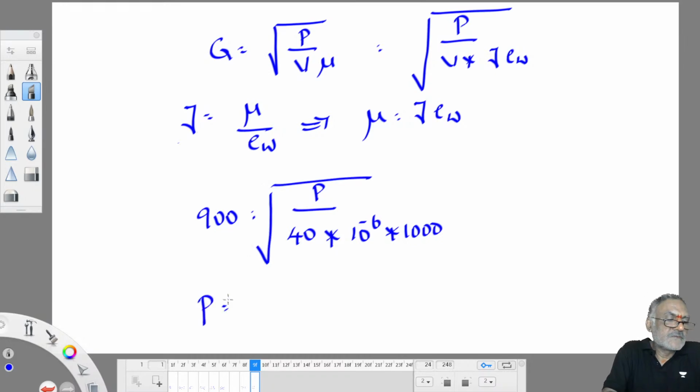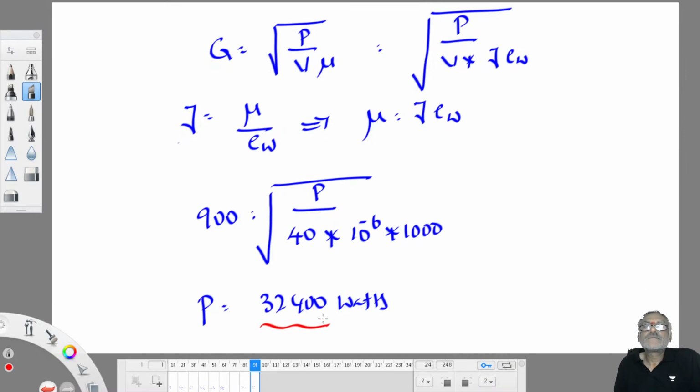Therefore P is equal to, from this you can find out: 900 into 40 into 10 power minus 6 into 1000. So power is 32,400 watts. That is how we can work out. A part of the question only will come in the exam, not the complete question. Okay? That way we are lucky.